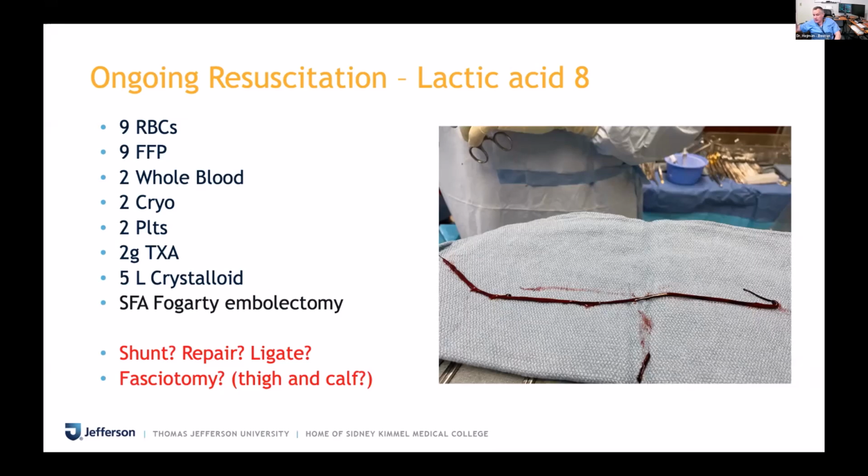You had to reimplant both the profunda and the superficial femoral. So this is a complex case, and you need to do it quickly. And after that, yes, fasciotomies, both thigh and calf.